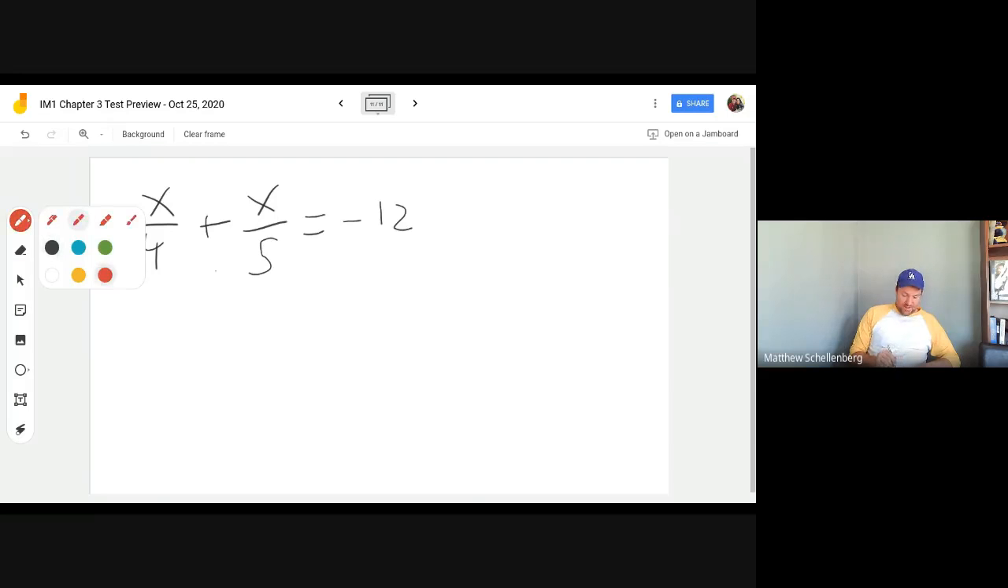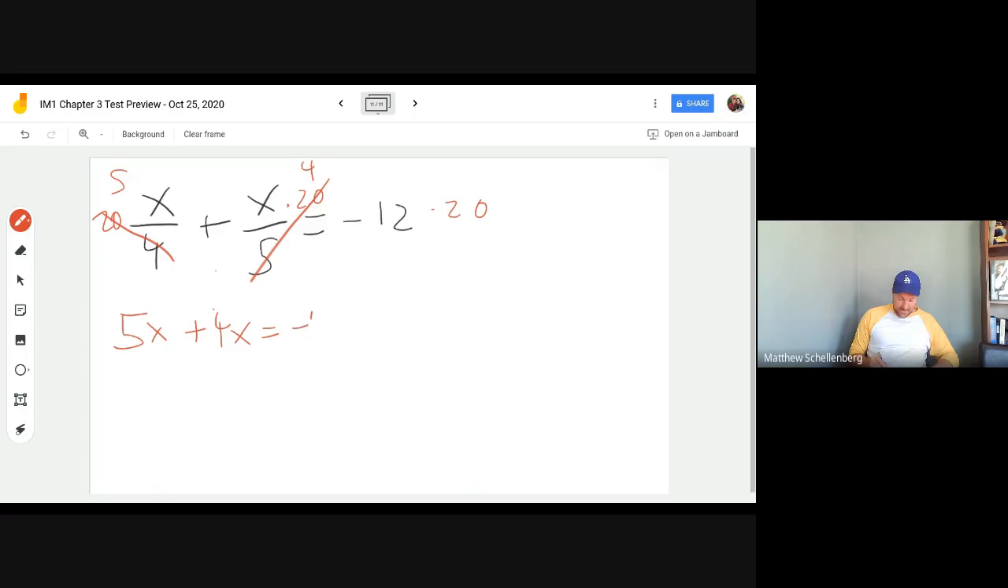So fraction buster, these are going to be some big numbers. I don't really like it, and you probably don't either. But sometimes you just got to play the hand you're dealt. 20 divided by 4 is 5. 20 divided by 5 is 4. And this one I'm just going to leave alone for a second. And we get 5x plus 4x equals -12 times 20. And what that gives us is 9x equals -12 times 20.